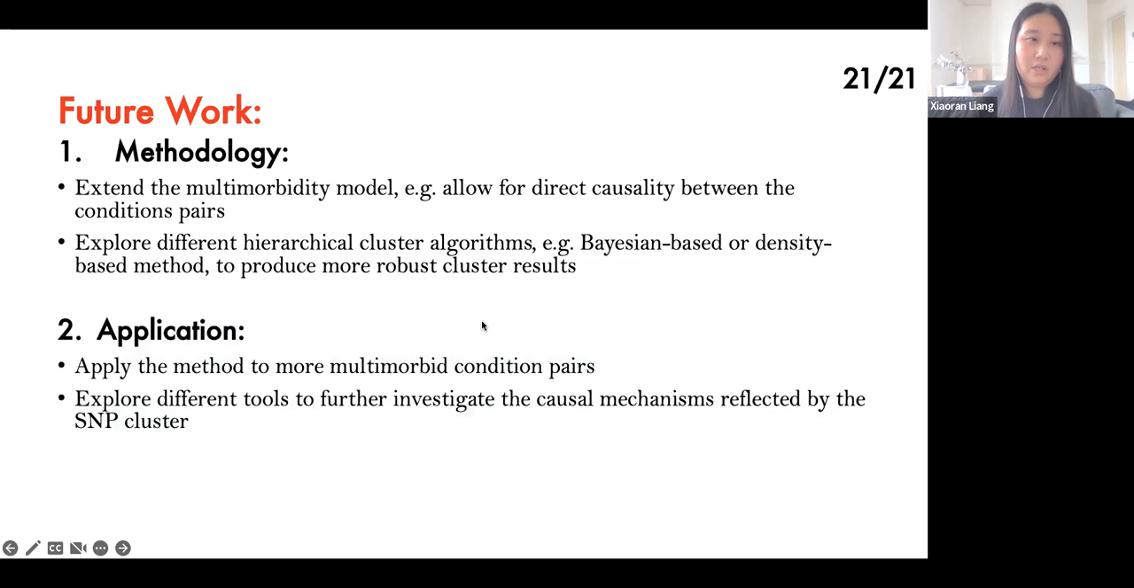Okay, so for future work, in terms of methodology, we will extend our multi-morbidity model, especially to allow for direct causal effects between the condition pairs. And we can also explore different hierarchical clustering algorithms, like Bayesian-based or density-based methods, so we can produce more robust clustering. In terms of application, we will apply our method to more multi-morbidity condition pairs to investigate their shared causal pathways. And we will also explore different tools to further investigate the information reflected by the SNP clusters that we discovered, beyond phenoscanner.